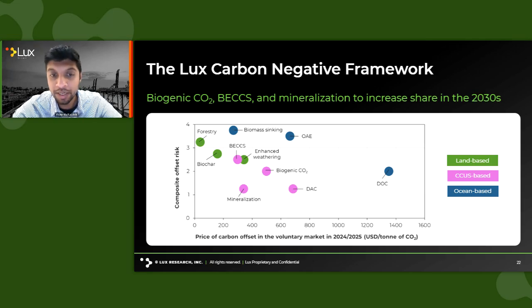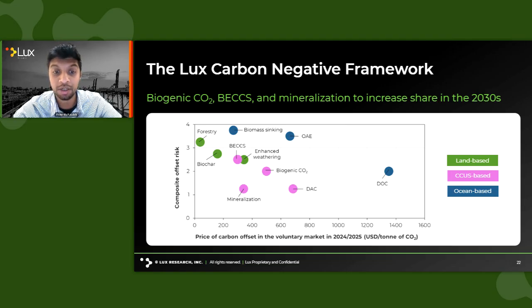And as we move into 2030, biogenic CO2, BECCS, and mineralization will increase quantity quite substantially. And we'll continue seeing a lot of near term supply from biochar, enhanced weathering, and similar solutions, which are much lower capex and can be integrated with, let's say, the agricultural value chain. But we do recommend exercising caution until the MRV is in place.